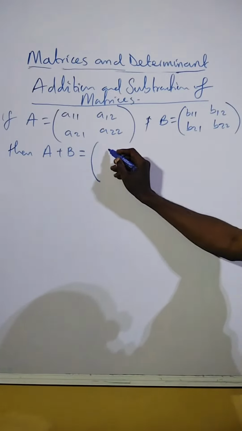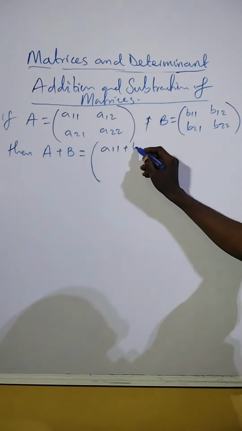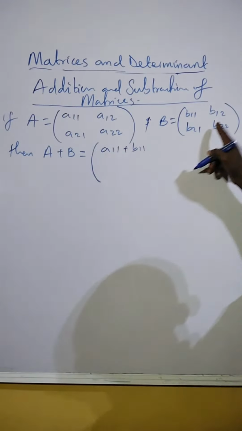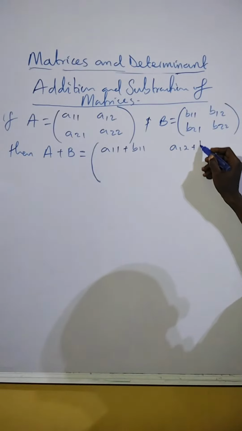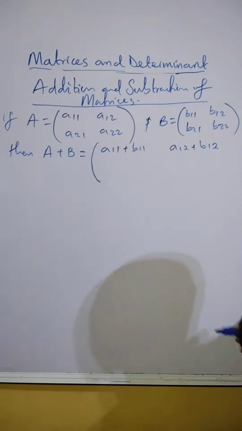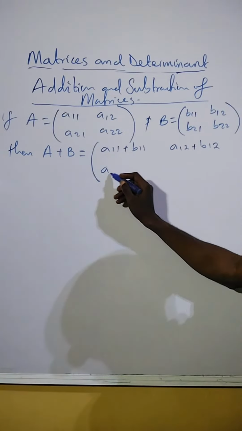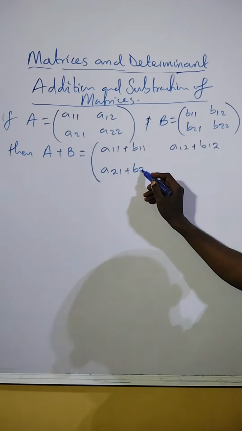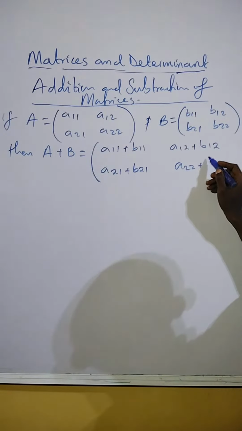A11 plus B11, that's the element in row 1 column 1 plus the element in row 1 column 1. Then the element in row 1 column 2 plus the element in row 1 column 2, that's A12 plus B12. This means we are adding the corresponding elements together. Same thing here, we have A21 plus B21. Here also we have A22 plus B22.